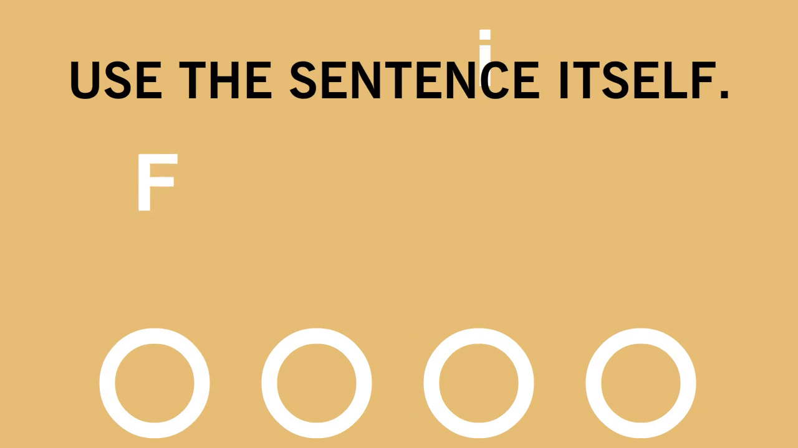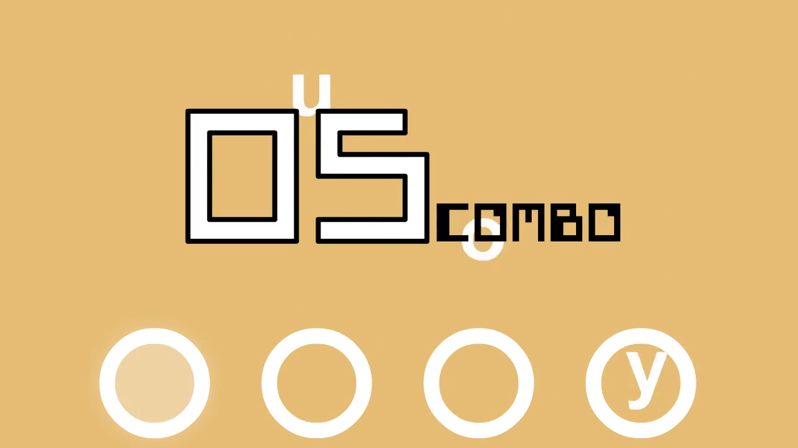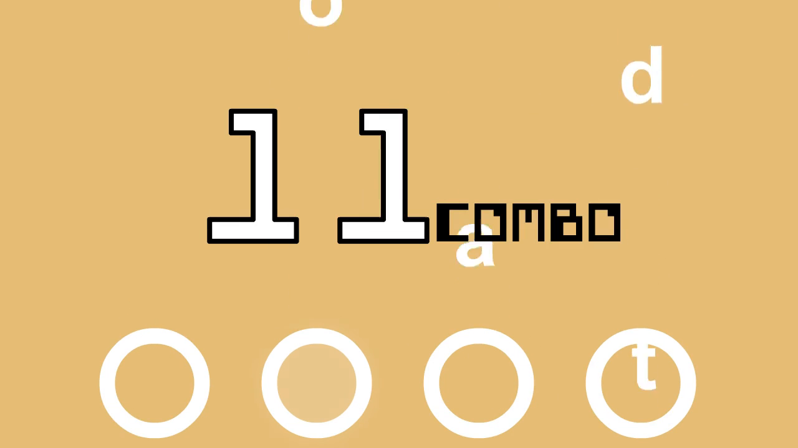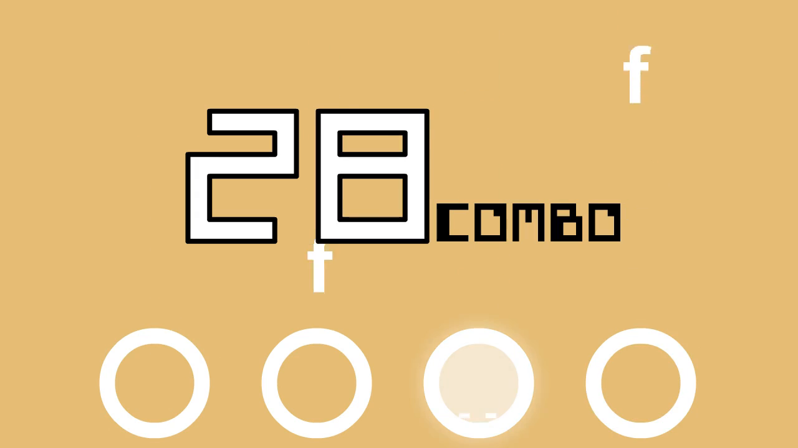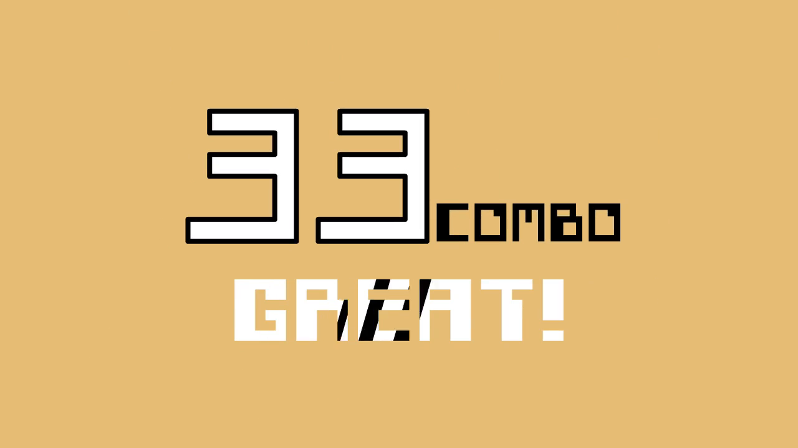The second method is to simply use the sentence itself as the password, since it is very long and complex. By removing the spaces and just running the words together, you get a 33-character password that is incoherent to attackers, easy to remember, and very hard to guess.